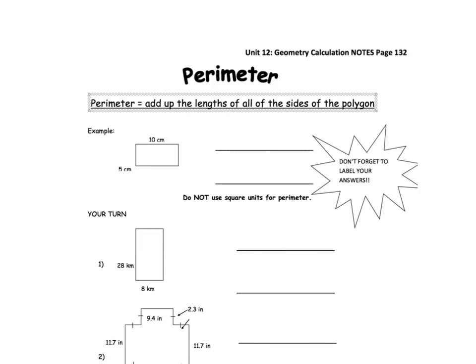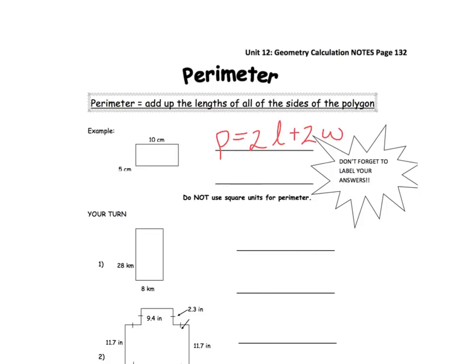Now let's do some problems to find the perimeter. Remember, to find the perimeter, you add up all of the sides of a polygon. For example, here you have a 10 centimeter by 5 centimeter rectangle. Step 1, write down your formula. P equals 2L plus 2W.